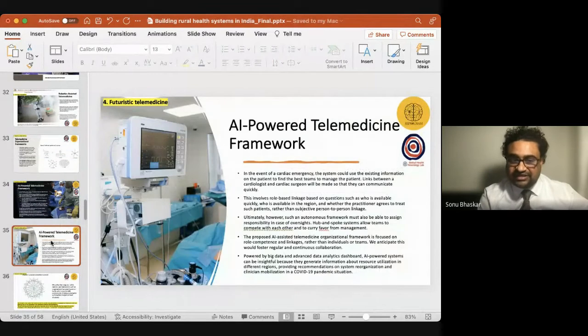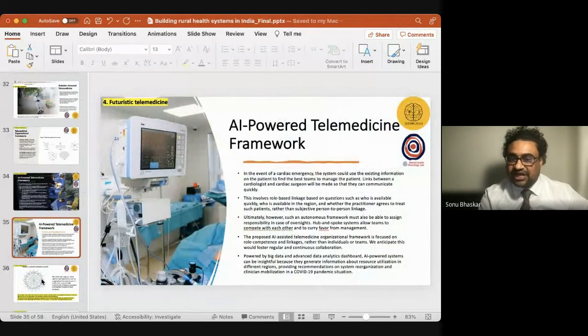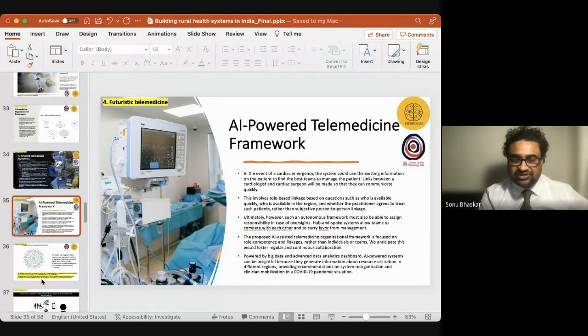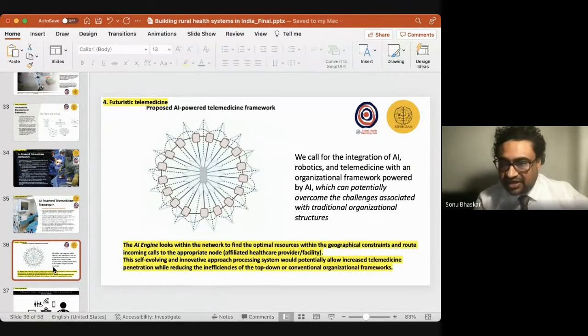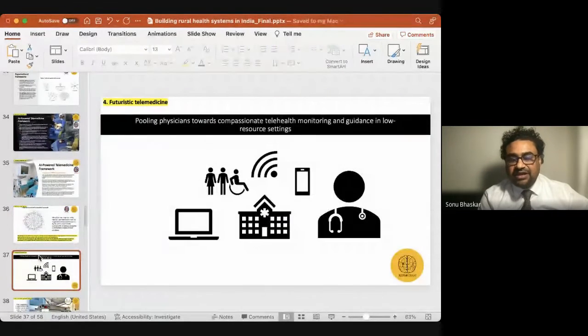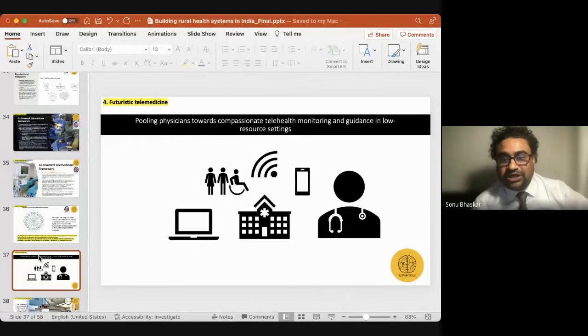So an artificial intelligence telemedicine framework can be a huge broker between the best of services from the providers and the patients. And this is how the architecture looks like. And we propose that artificial intelligence, robotics, and telemedicine should, on a holistic level, be integrated in how we challenge the traditional organizational structures, but also how we streamline and reduce inefficiencies between the systems, and so forth. Lastly, I'm going to talk to you about pooling physicians.